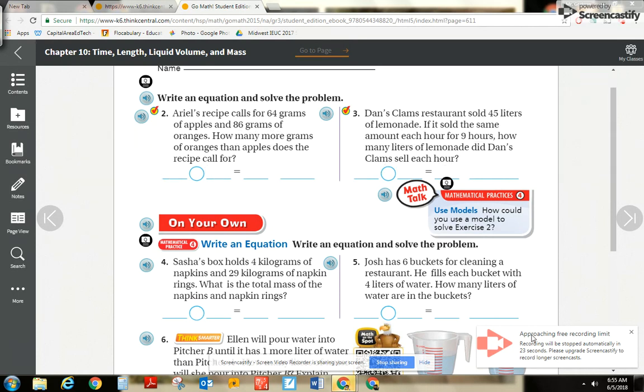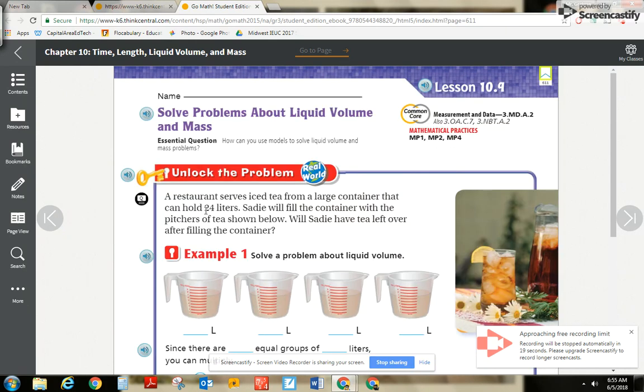So today we have talked about solving problems with liquid volume and mass. And a big thing is that you're just reading and solving these story problems. Always look for keywords, show your work. If you have any questions, please let me know.